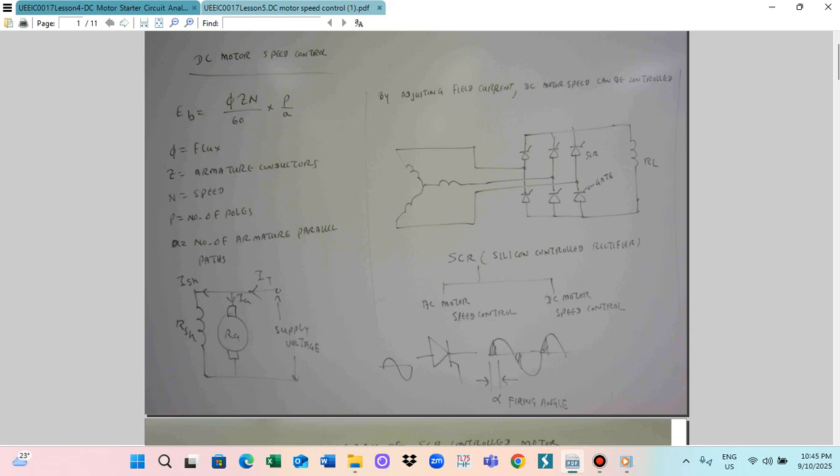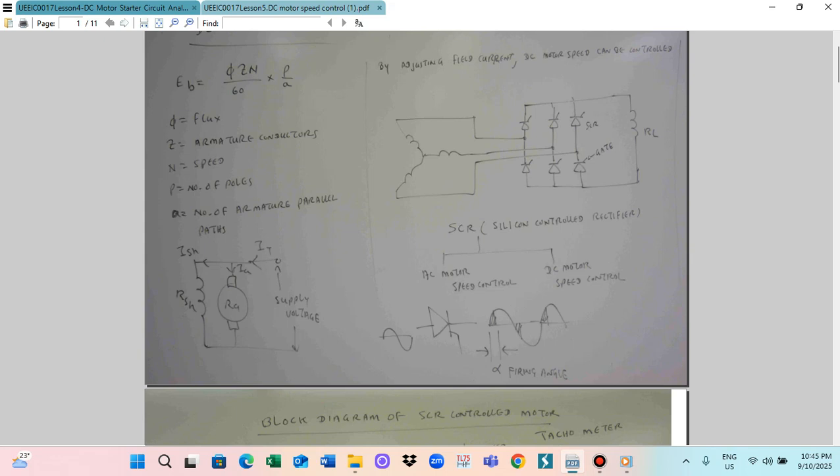Here we use the supply, and this is connected to the motor. This is the motor load. We connect like this. In this case, we use the SCR, and the SCR is fired through the gate. This is the SCR gate. By controlling the firing at the gate, we can control the conduction of the SCR. So this is the SCR control system.